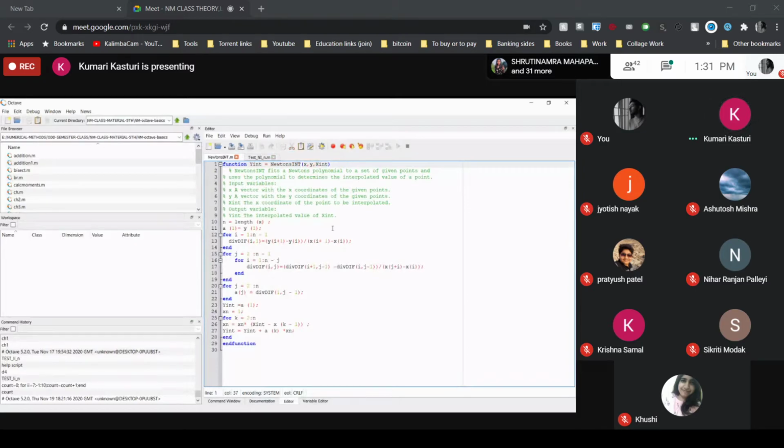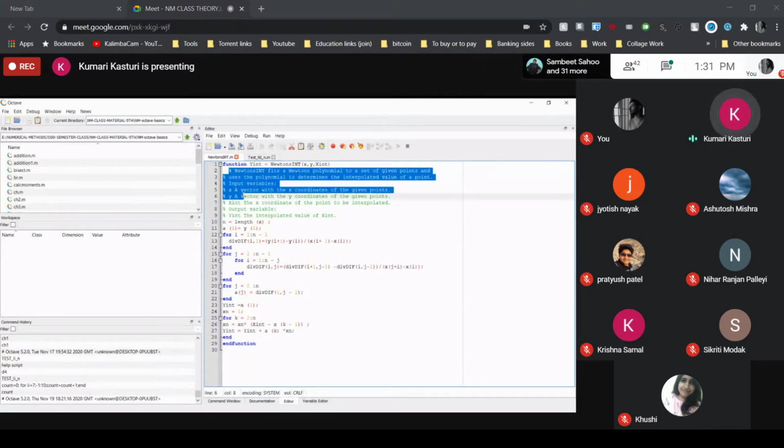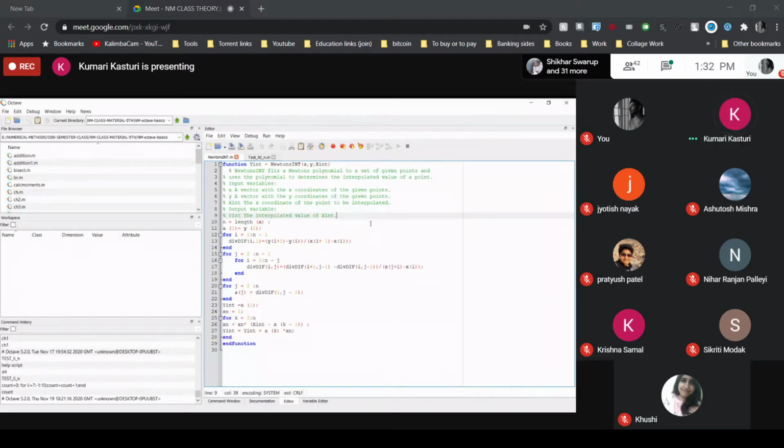Then these comment lines are written for what? They are nothing but the H1 line and help lines of the function. They are written as comments, which means they will not execute, but all the data related to this function is written here. Okay. Then come to the code.